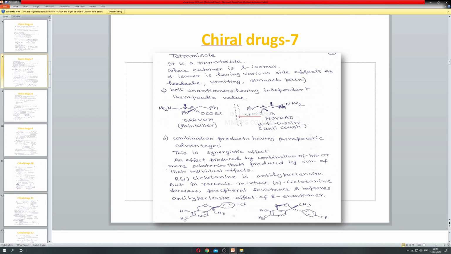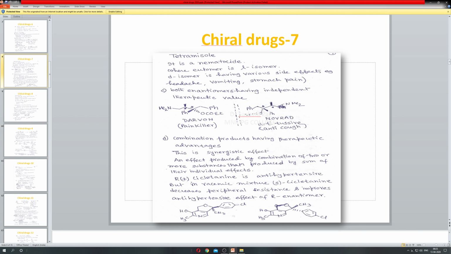So the Darvon is chiral, there are two chiral centers. Now these two are a pair of enantiomers. Now the Darvon is a painkiller and the Novrad is an antitussive, meaning anti-cough. So this is OCOET. Now with this we have completed the third category also.